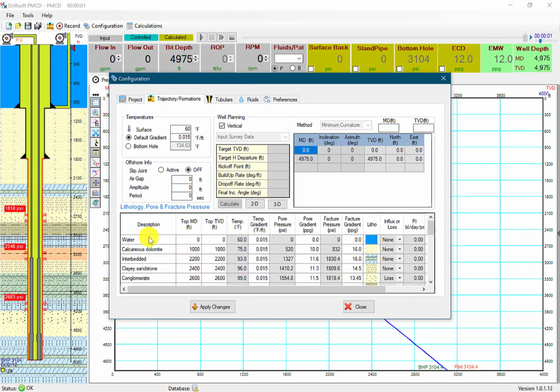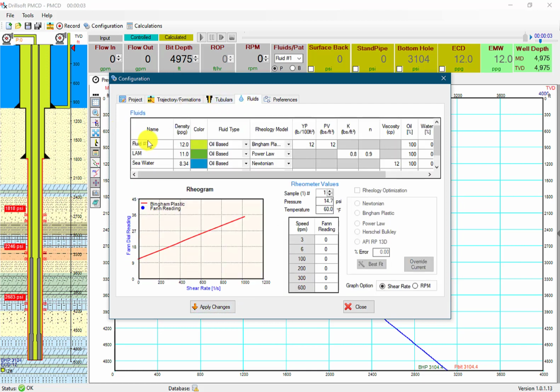We can indicate our loss zones under the Trajectory and Formation tab inside of the Lithology Pore and Fracture Pressure box. Here we have 3 zones. Our first zone is at 2,600 feet. We did this by indicating loss here. And we have a second one at 3,200 feet. And then a third one at 4,000 feet.